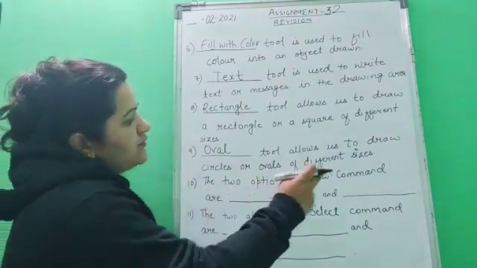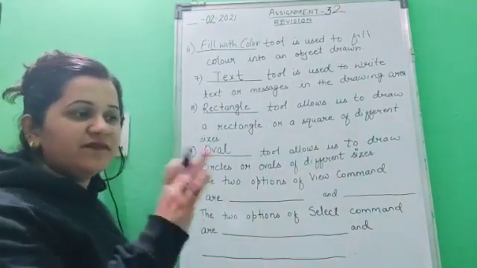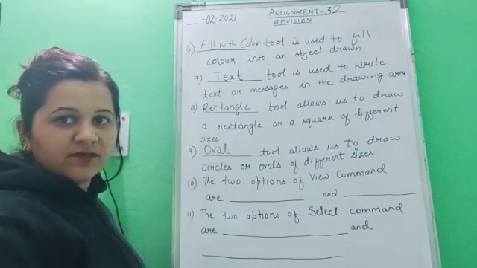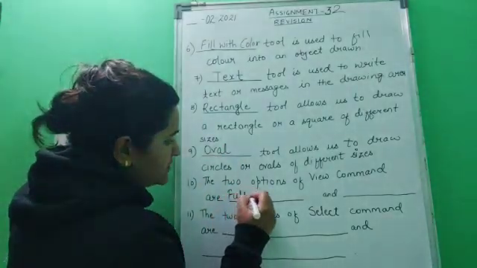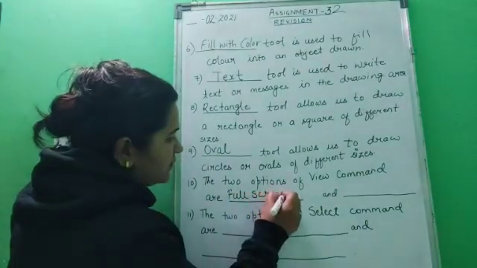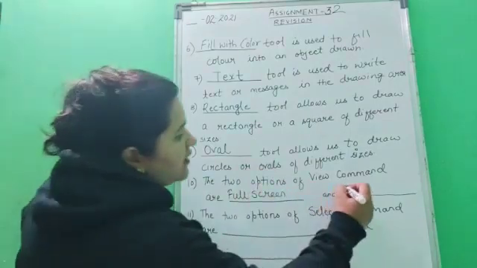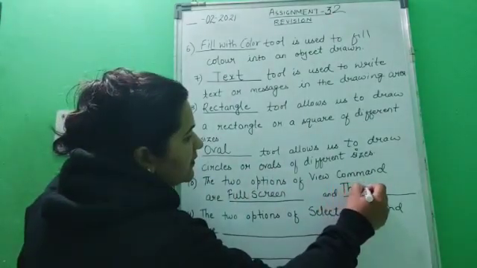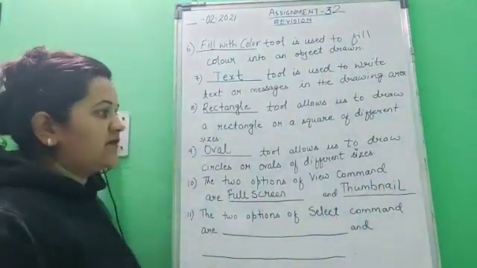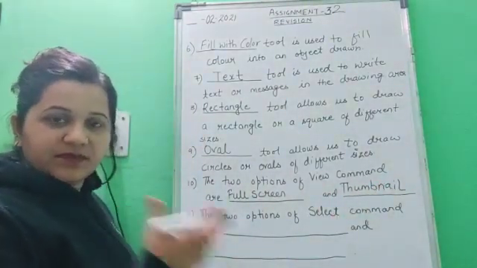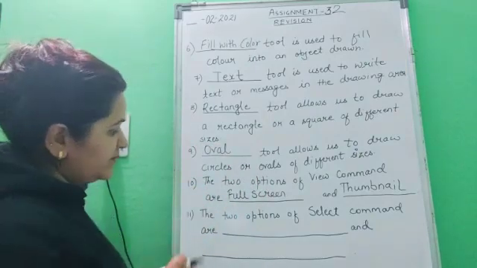Okay. Next, 10 point. The two options of view command are dash. View commands means in how many ways you can view a drawing you have drawn on the screen. You can view it in two ways: full screen, F-U-L-L, S-C-R-E-E-N, and thumbnail. These are the two views in which we can see the images drawn on the computer screen.